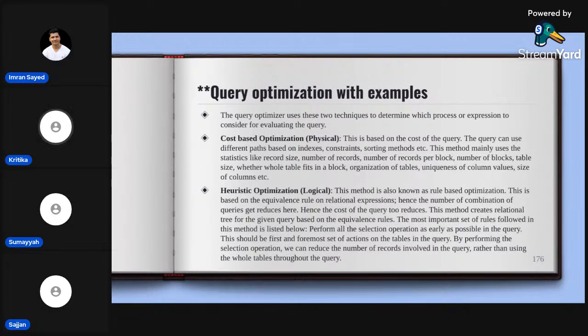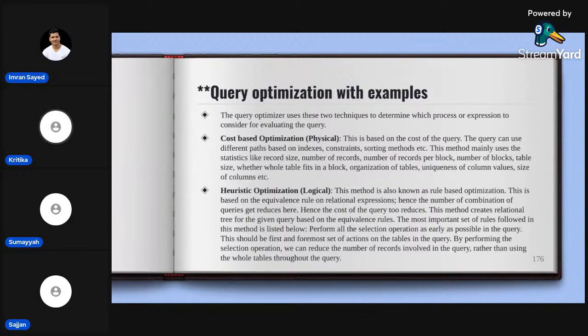Heuristic optimization or logical. This method is also known as rule-based optimization. This is based on the equivalence rule on relational expressions. Hence, the number of combinations of queries gets reduced here. Hence, the cost of the query reduces. This method creates a relational tree for the given query based on the equivalence rules. The most important set of rules followed in this method is listed below.